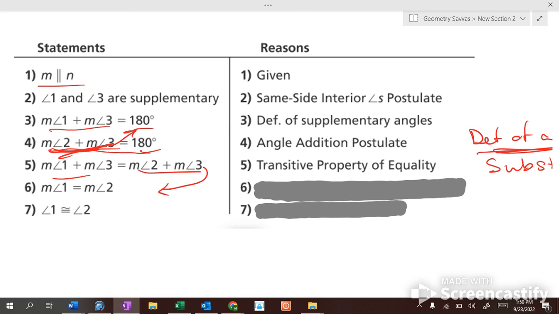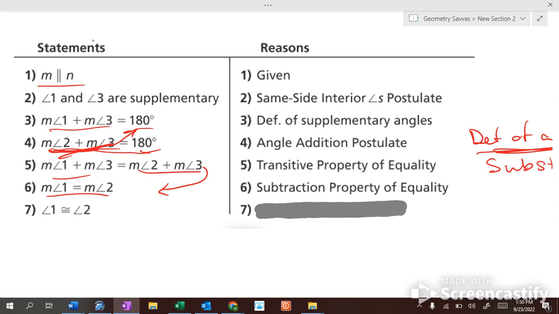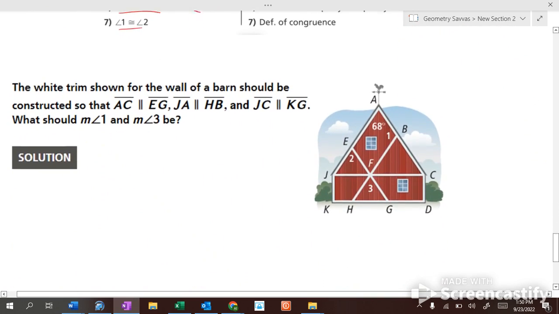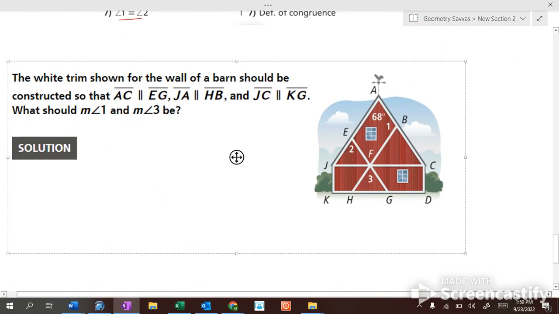We subtracted the angle 3. So that's subtraction. And then if angles are equal, then they are congruent. If their measures are equal, then they're congruent. That's a definition of congruence, or a definition of congruent angles. Either way. Okay? So that would be a proof on it. Couple left, and then we'll get started.